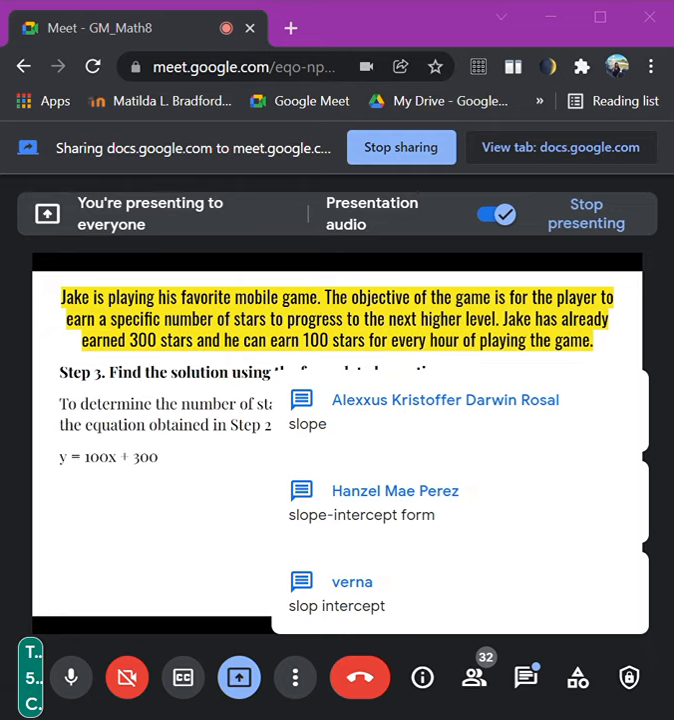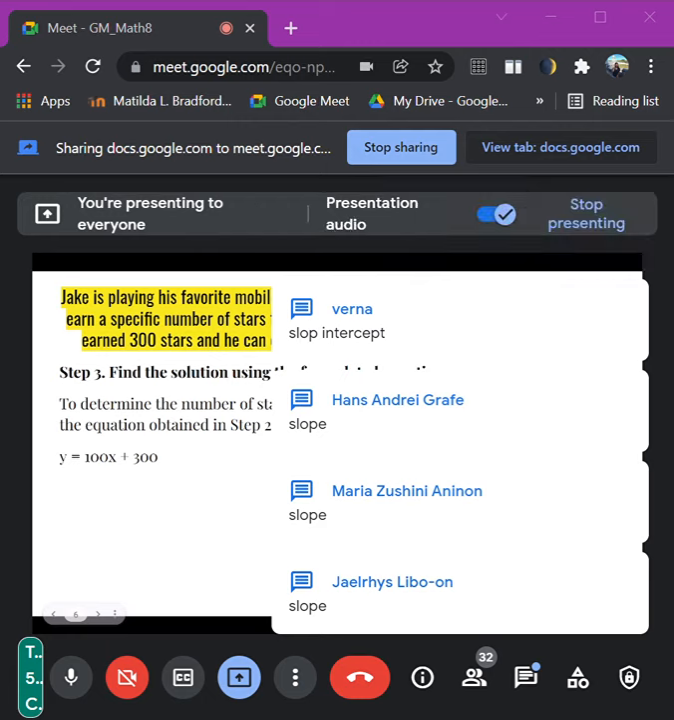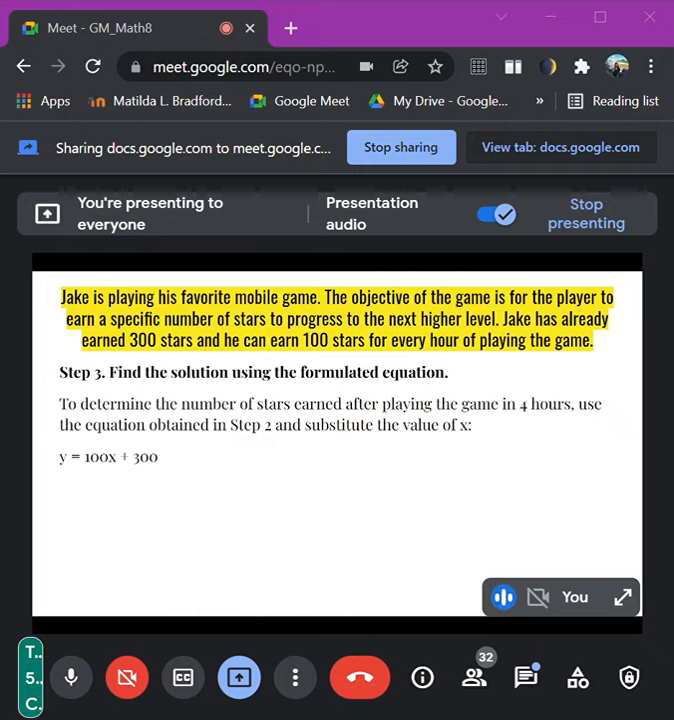Okay, this is slope-intercept form. Very good. So we can use this basis in writing the equation. It can be standard or it can be slope-intercept, but it is much better to get the slope-intercept form because the right side has only one variable. So you have there y is equals to 100x plus 300.